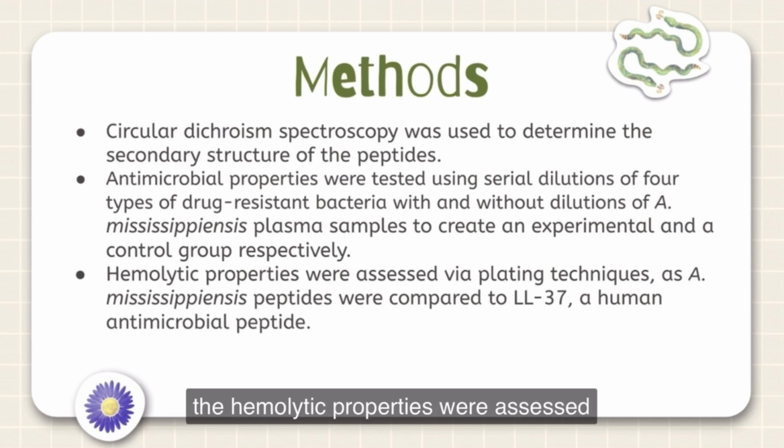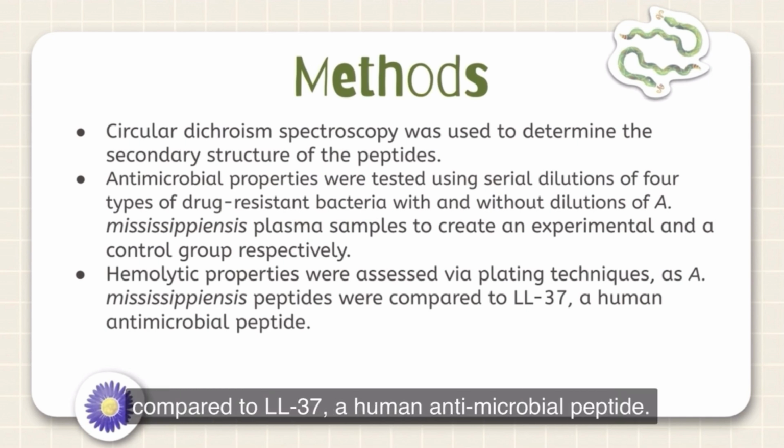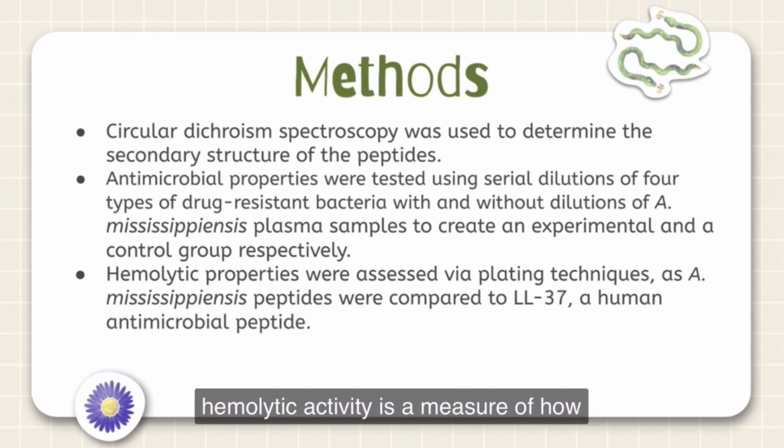The hemolytic properties were assessed via plating techniques as A. mississippiensis peptides were compared to LL37, a human antimicrobial peptide. Hemolytic activity is a measure of how much hemoglobin is released due to the lysis of red blood cells as they interact with peptides. Plasma peptides were tested in contact with sheep's blood and incubated for an hour to explore the presence or absence of this property.